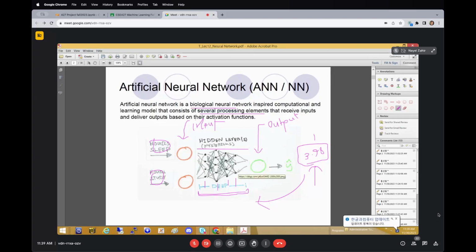Also, about shallow and deep networks: if the hidden layer is just one, we usually call it a shallow neural network, and if there are multiple layers, more than one, we usually call it a deep neural network. We also learned the definition of neural networks, and that the hidden layer neurons are a kind of black box.